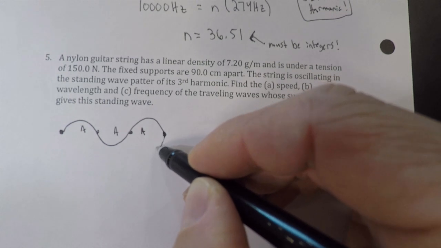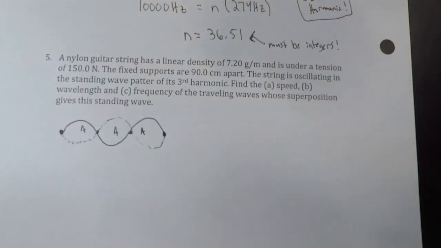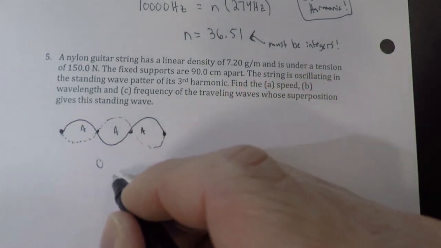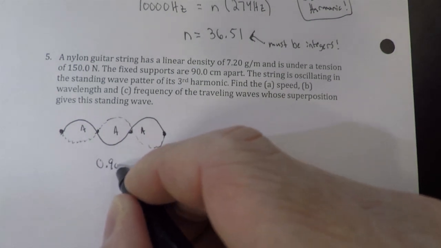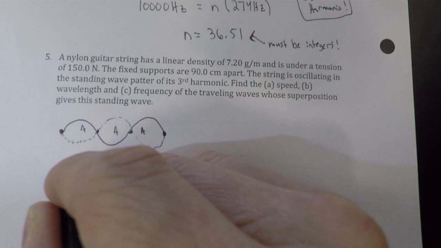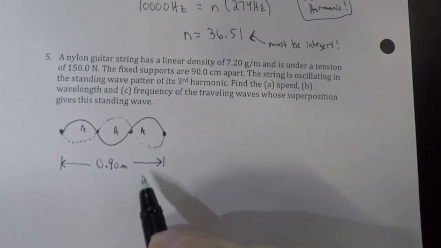And you should be able to come up with something like this on your own. A pattern that looks something like this. So here's my third harmonic. And we're given a distance here, the 90 centimeters, which would be 0.9 meters. That's how long the string is from one end to the next as it vibrates. Okay, all right, so there's my picture.